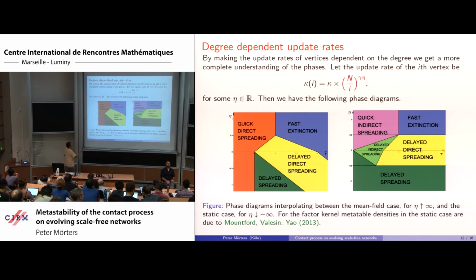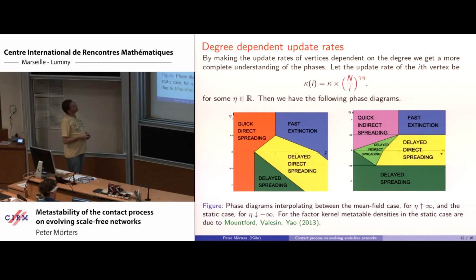Oh no, this is a bad transition, because here there is no metastable exponent for the fast, but when you pass these lines here, it's continuous. Okay.